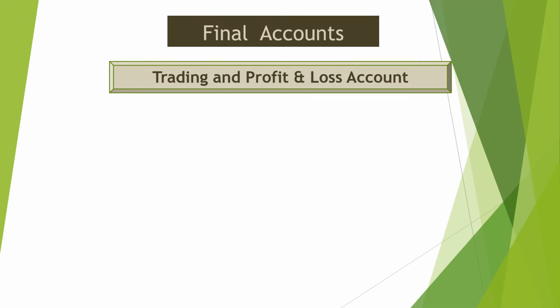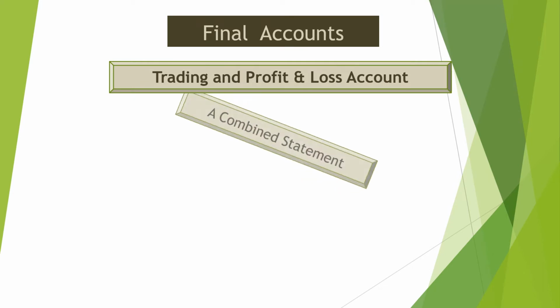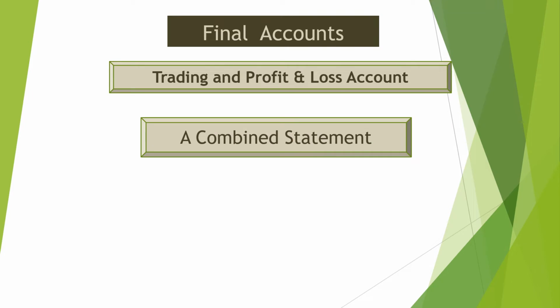Trading and profit and loss account. When a combined statement of factory revenues and expenses, along with outside factory income and expenses of the same company, needs to be combined, we use a different format and it is called trading and profit and loss account. It has two sides, debit and credit.